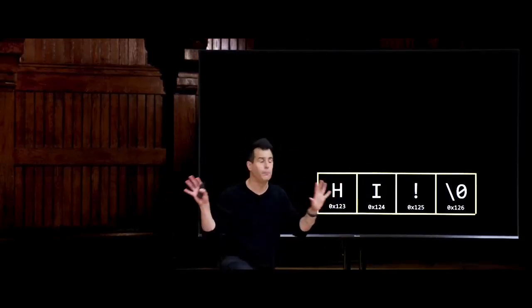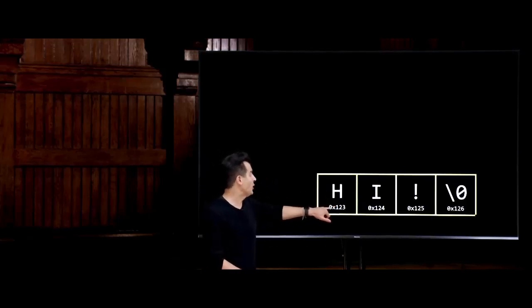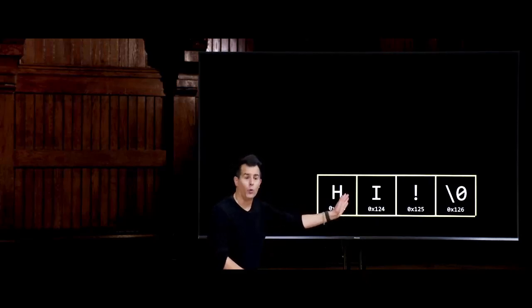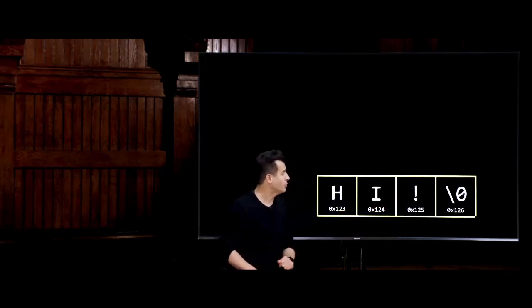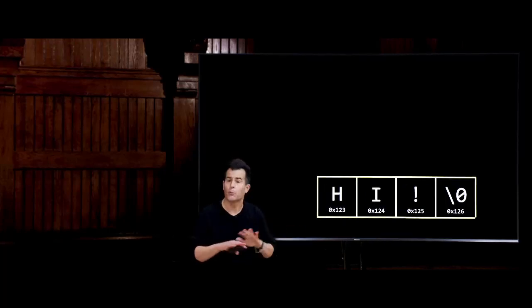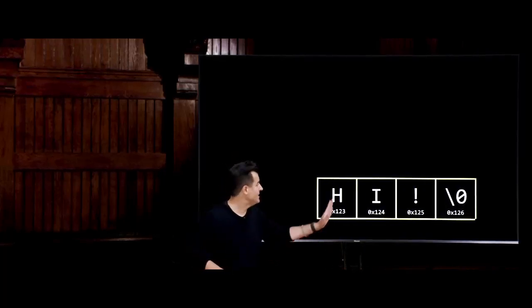And again, for the sake of simple discussion, suppose the H is at 0x123, it stands to reason that I is going to be at 0x124. The exclamation point is at 0x125, and the null character is at 0x126. The specific numbers don't matter, but what does matter is that they are 1 byte apart. And that is literally what I've meant all these weeks when I say contiguous.